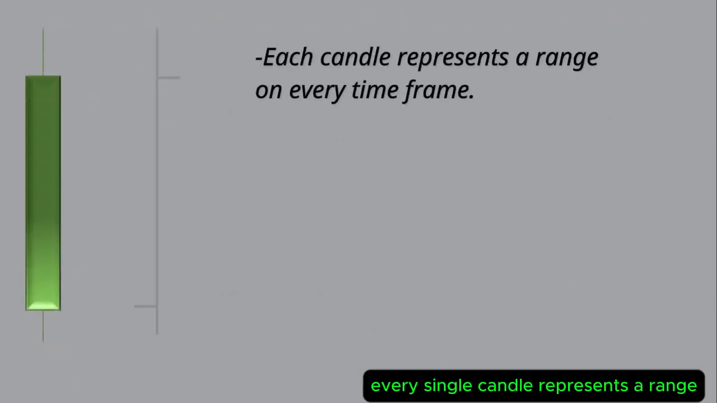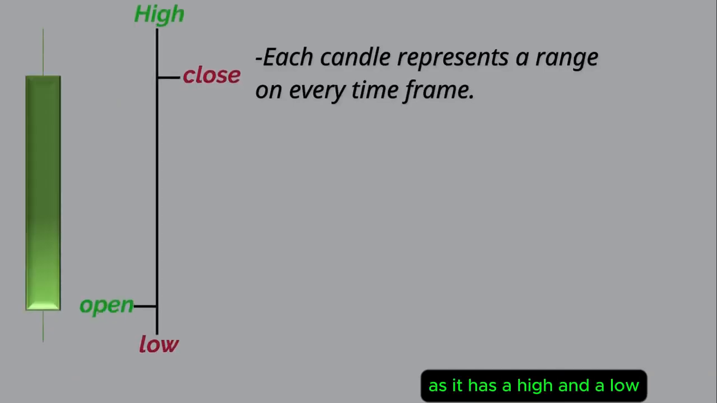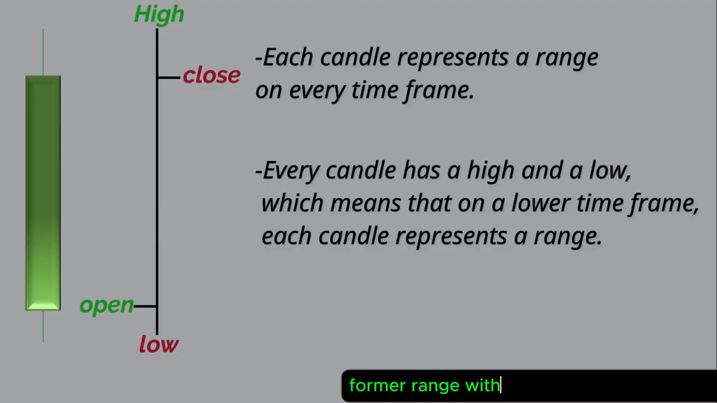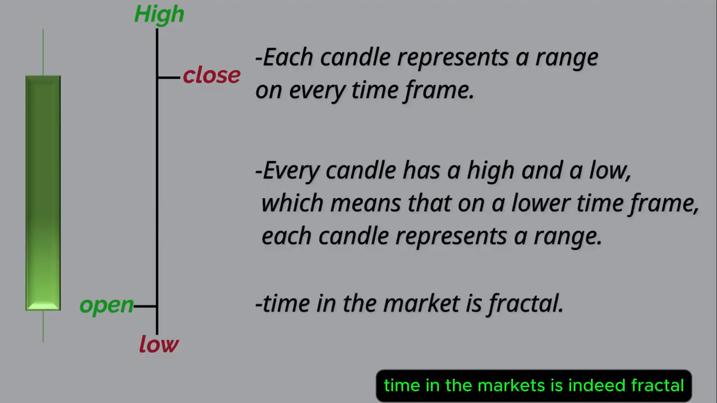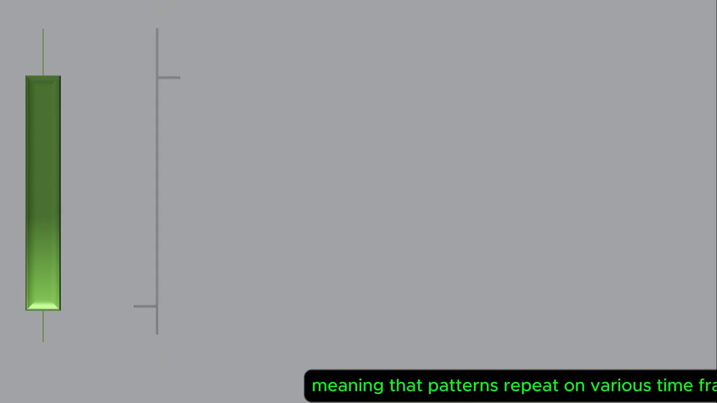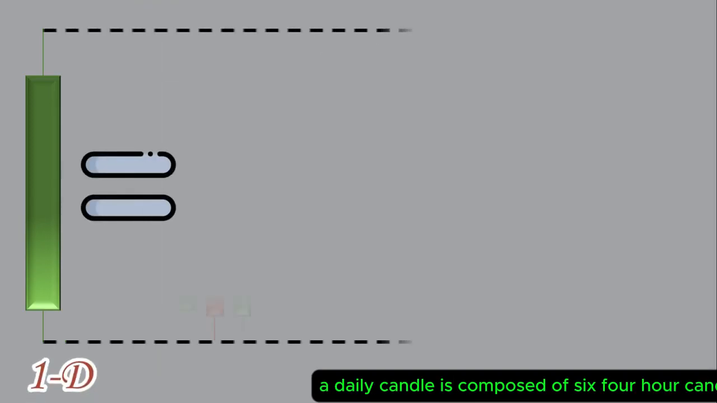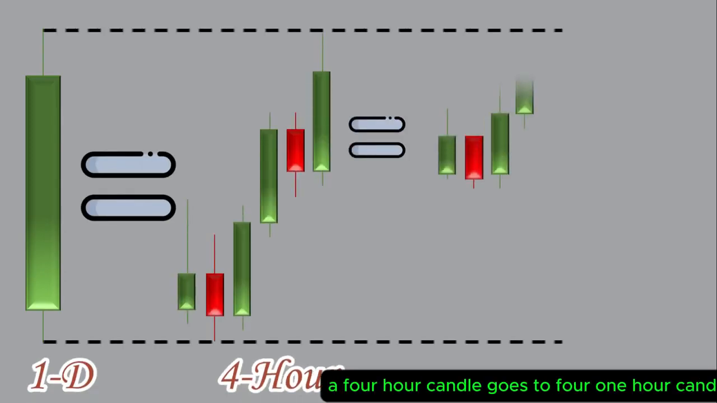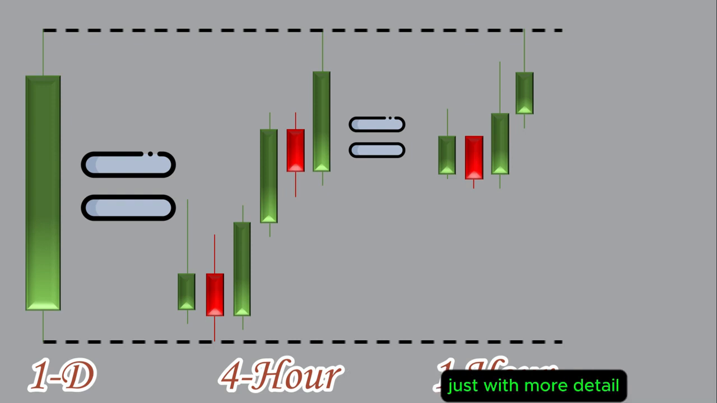Every single candle represents a range, as it has a high and a low. The high and low of a candle form a range within that specific time. The market is indeed fractal, meaning that patterns repeat on various time frames. A daily candle is composed of six 4-hour candles. A 4-hour candle goes to four 1-hour candles, and so on. The price action on smaller time frames can be similar to that on larger time frames, just with more detail.